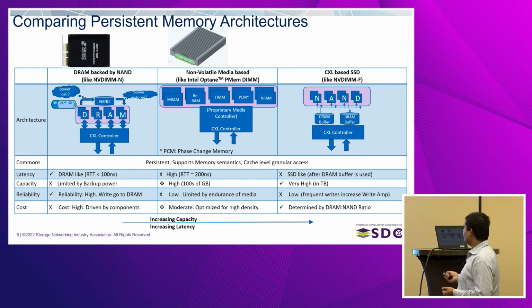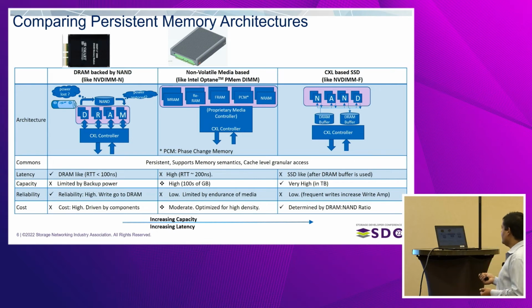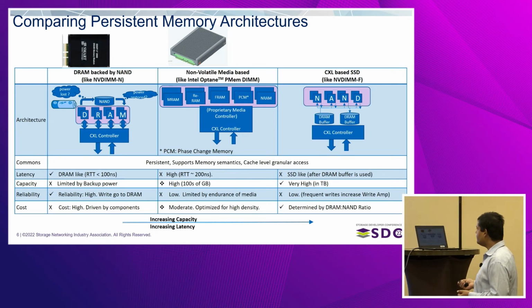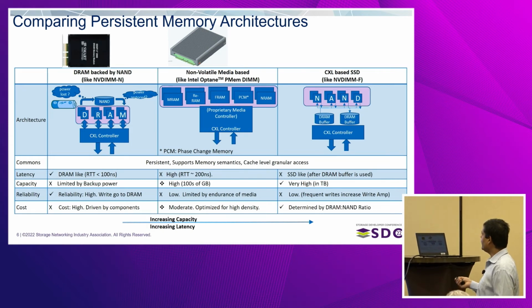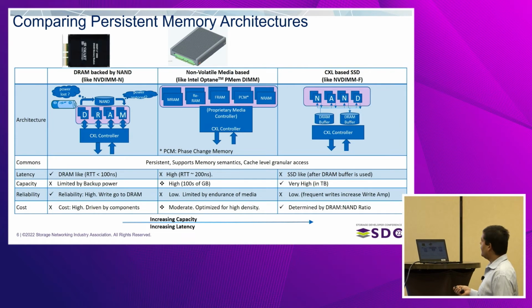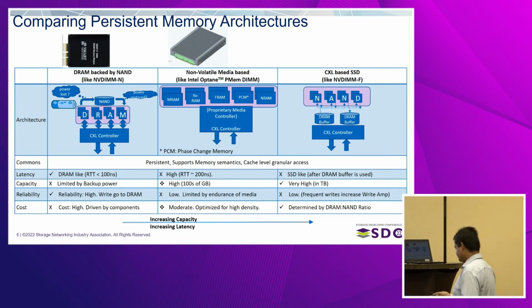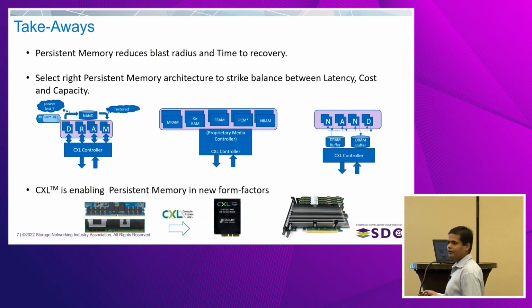If you are okay with high latency, but you want really low cost per GB or low cost per TB, then you may like CXL-based SSDs. And somewhere in between, balancing both, are devices which use persistent memory media like Intel Optane, MRAMs and the like. Also, one on the right guarantees persistence of your writes.